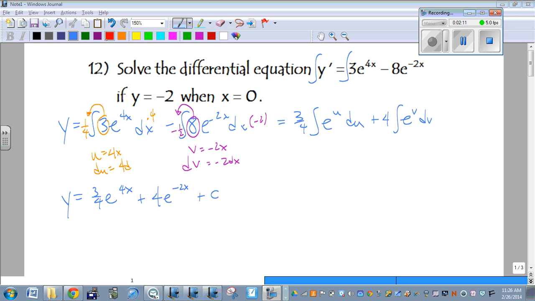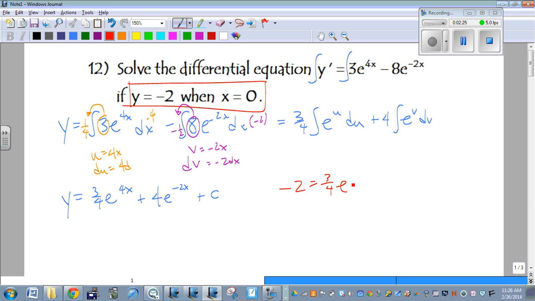But we want to figure out what y is, and we can't leave that constant in there. We have to figure out what that constant is, so we use the information given to us. We know y is equal to negative 2 when x is 0. So we have negative 2 equals 3/4 times e to the 4 times 0, so e to the 0, plus 4 times e to the negative 2 times 0, so e to the 0, plus c.